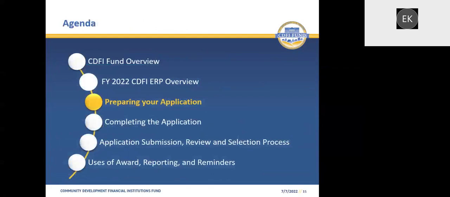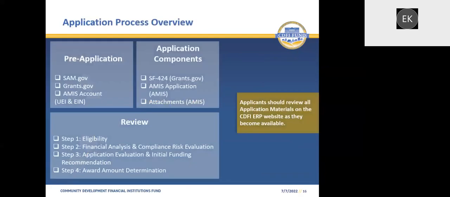Preparing your application. Application process overview. Pre-application includes SAM.gov, grants.gov, AMIS account, UEI and EIN. Application components: SF424 in grants.gov, AMIS application in AMIS, and attachments in AMIS.